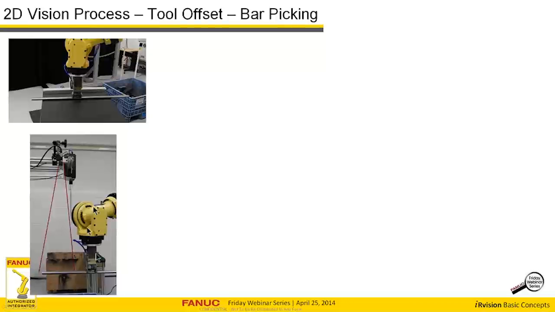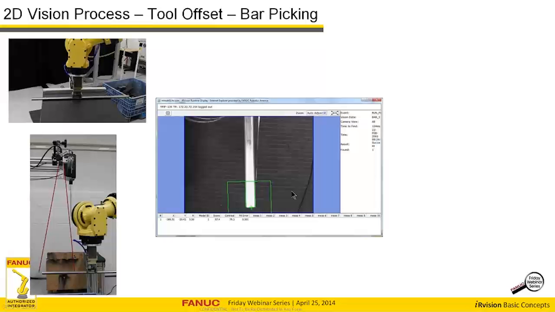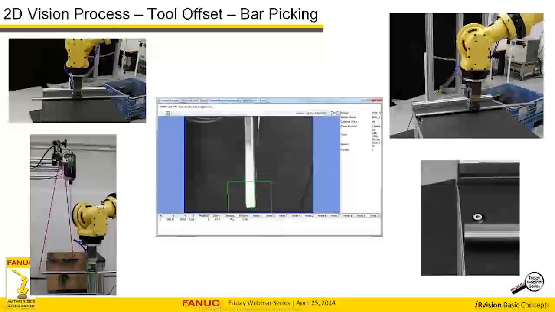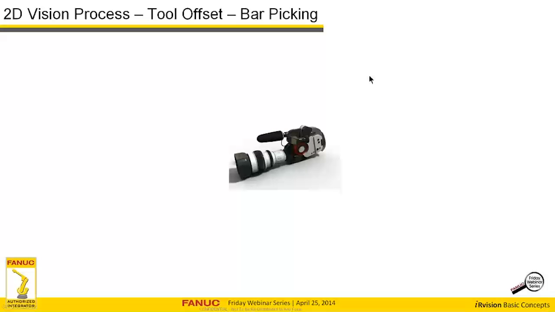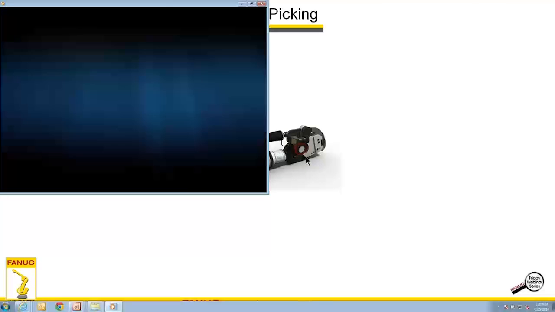So we're going to pick it up, bring it over to our camera, teach a pattern for the end, and then we're going to drive it back to the table and use that tool offset to make sure that our bar is aligned with the end of the table. Let's jump into that here.